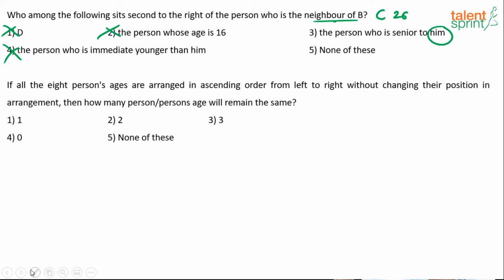I think I would go for option 3 here. It's slightly confusing there with regards to him here. Is he referring to B or the neighbor of B? That's the question. If it is the neighbor of B, then the answer should be 3. If it is B himself, then the answer should be 4, because B is 31 years and the person who is immediate younger to B will be C, who is 26 years. It looks like most of you have marked 4 here.